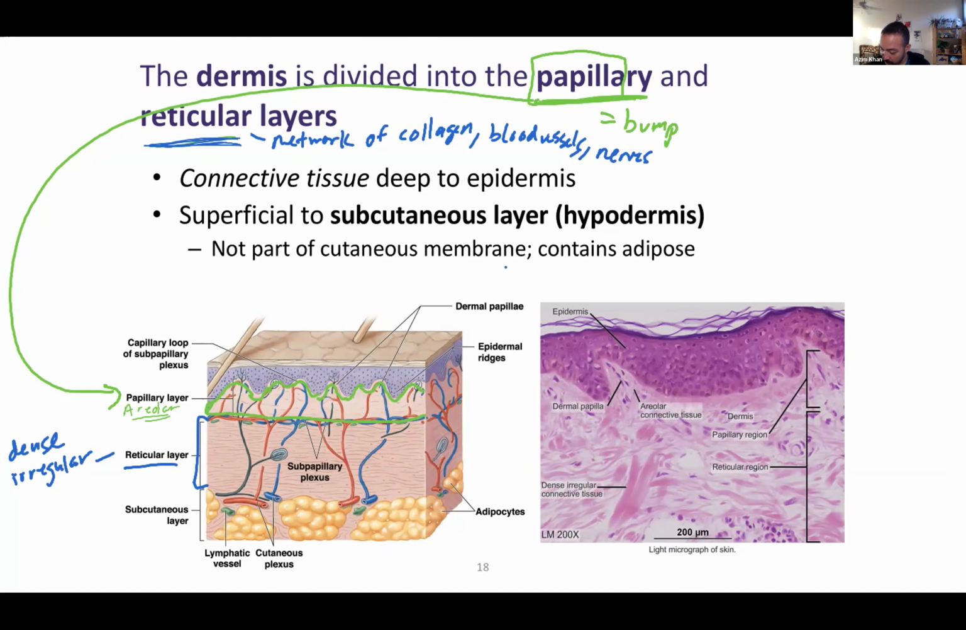So altogether, epidermis plus papillary layer plus reticular layer of the dermis, that is cutaneous membrane.